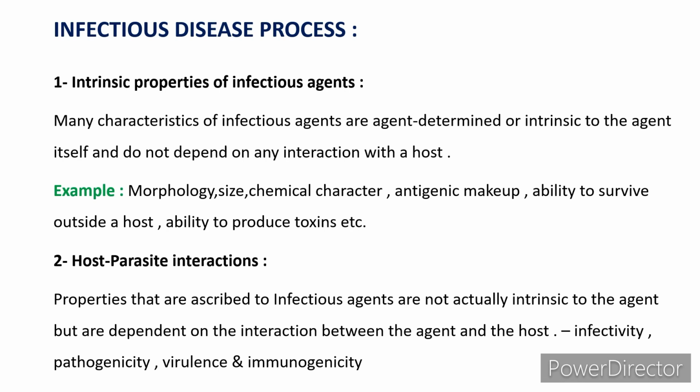And now coming to the host-parasite interactions, basically these are the interactions between the host and the agent. There are four important terms: infectivity, pathogenicity, virulence, and immunogenicity. These four come under the category of host-agent interactions. Let's look into each of these briefly.